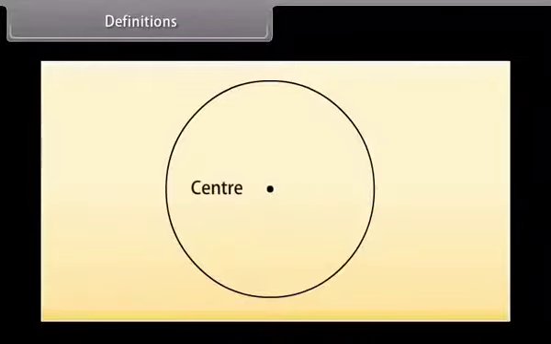Definition. Look at this circle, and now look at this dot in a circle. This is a fixed point and is called center of a circle. We can make radius with this point. Radius is the line from the center of a circle to a point on the circle. In this figure, OP is radius.